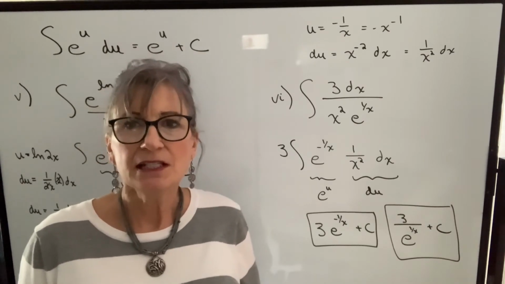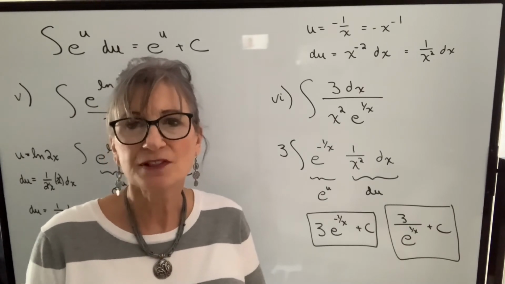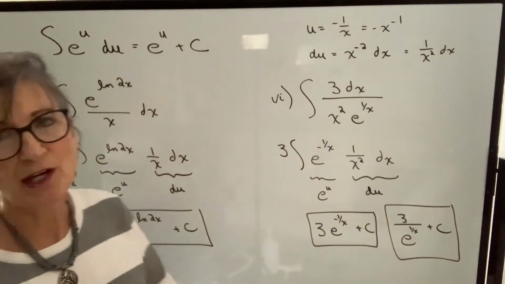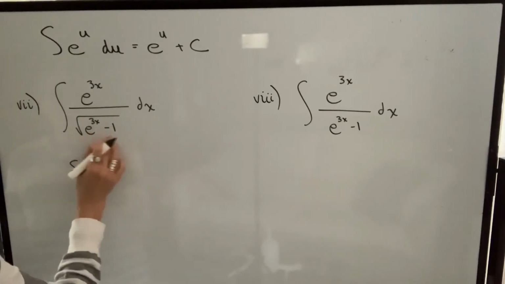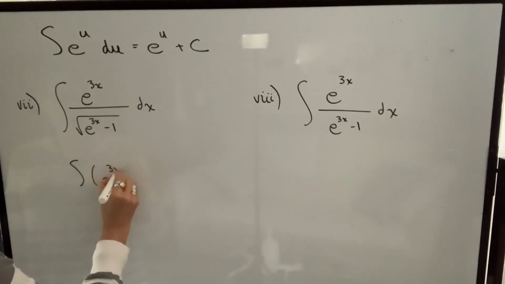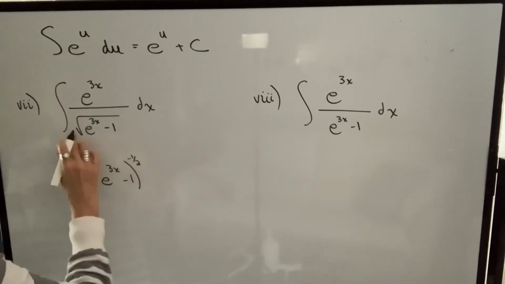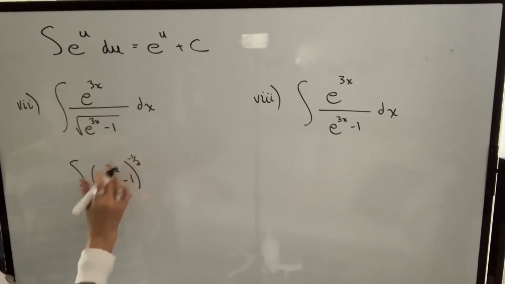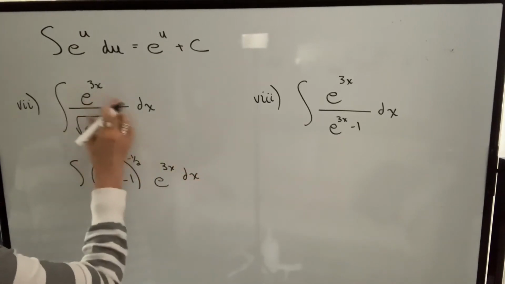Just because you see e in the function does not mean that it's following this pattern. So I'll show you a couple of examples where you could see e, but it doesn't mean that you're going to use this pattern of integration. In this example, what I have is a power in the denominator and then an e to the 3x in the numerator. Again, I'm going to split this up and write this as a power. So it will be e to the 3x minus 1 to the power of negative 1/2. Square root means power of 1/2, and when I take it out of the denominator, it becomes negative. And then I'll write the rest of the function.